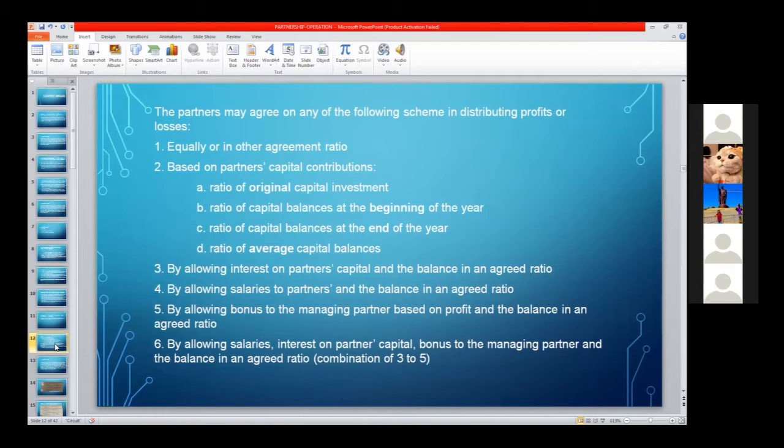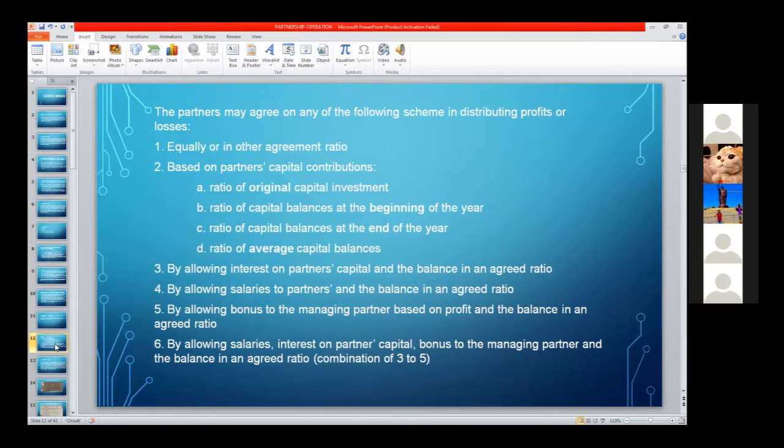this is the method where whoever has the favorable or high ending balance receives a higher proportion of the share in profits. Then last is the ratio of average capital balances, which involves the movement of the partners' investment. Then number 3, by allowing interest on partners' capital and the balance in an agreed ratio.